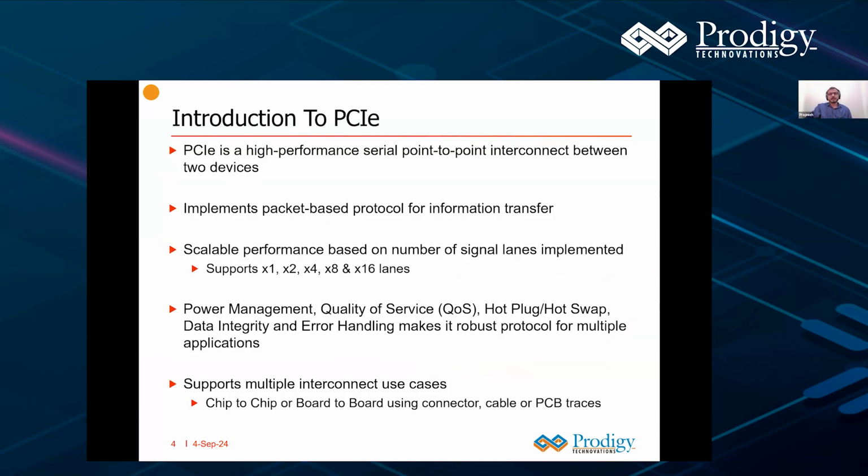So that's a short description about Prodigy, and coming to today's session. PCIe is basically a high performance serial point-to-point interconnect between two devices. It implements a packet-based protocol for information transfer. It supports multiple link widths like x1, 1 lane, 2 lane, 4 lane, 8 lane, and 16 lane. It used to support 32 lane, but in the recent specification that is deprecated. It supports a lot of features like power management, hot plug and swap, data integrity and error handling, and multiple interconnect use cases like chip-to-chip and board-to-board connections using PCB traces, cables, or connectors.